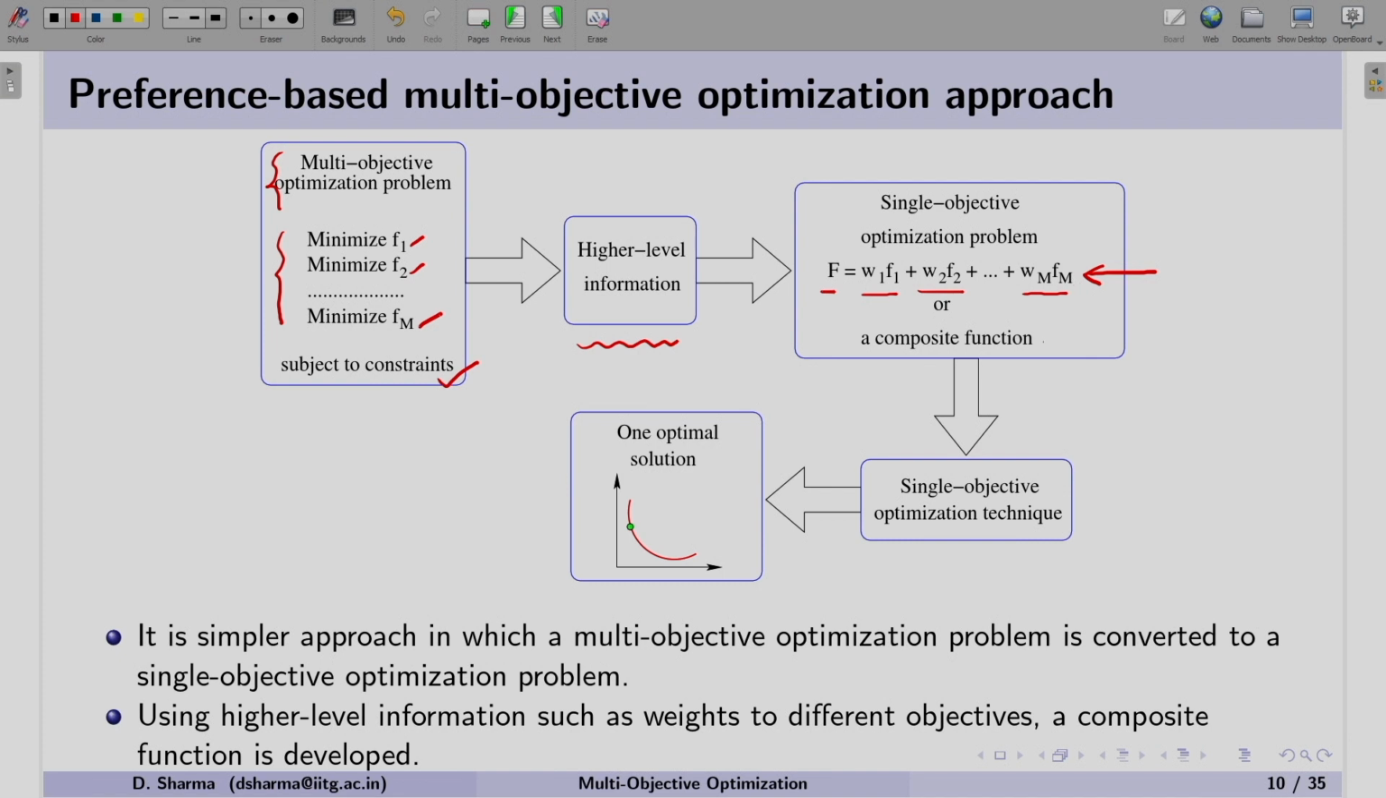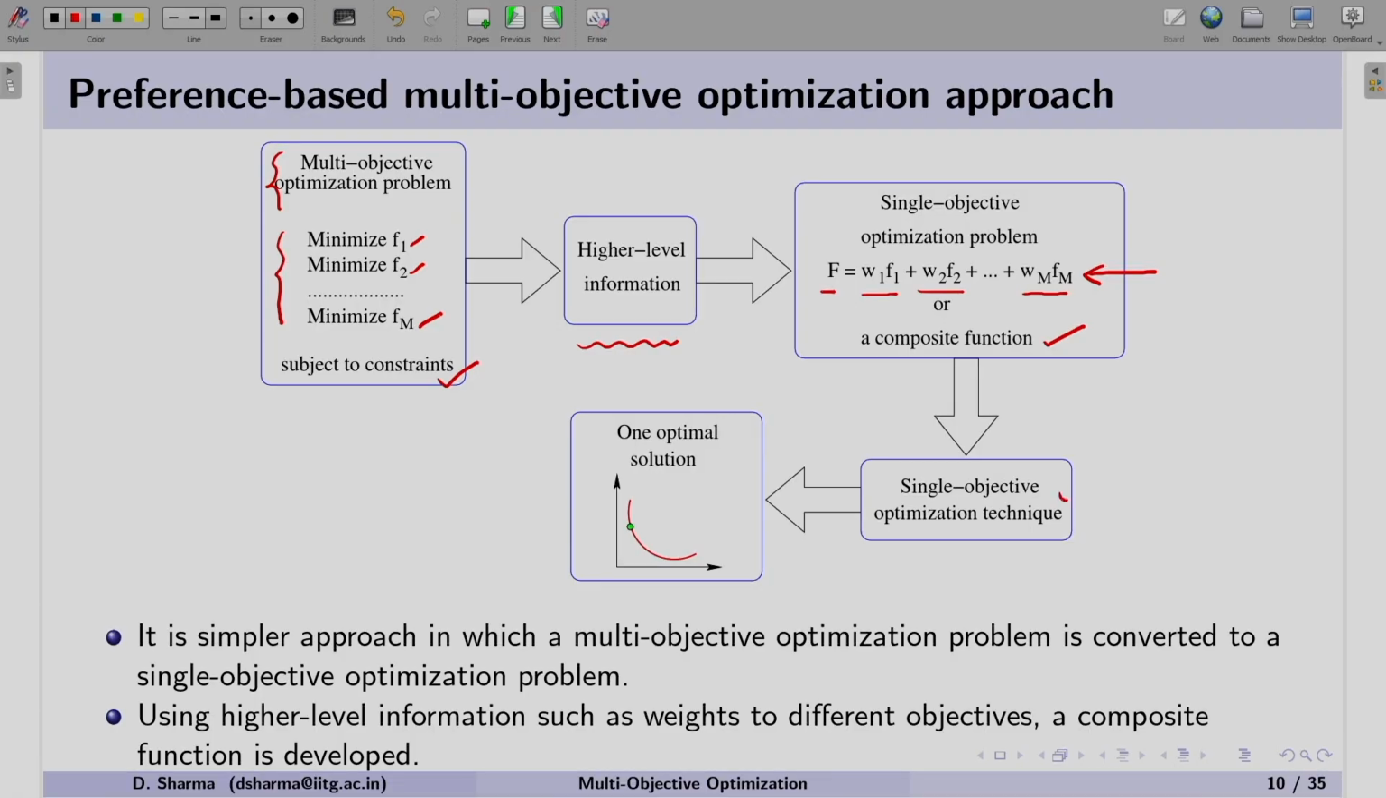Or we can use some kind of composite function that will convert our multi-objective problem into a single objective optimization problem. Since we have just one objective now, we can use various techniques that we have already gone through, which we call single objective optimization techniques. After solving it, we are going to get one solution, as you can see in the last box, and this solution we can use.